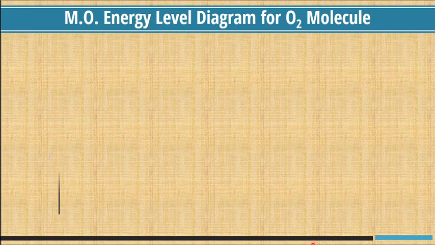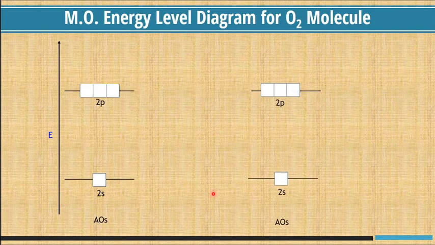Let us consider the molecular orbital energy level diagram for the formation of the oxygen molecule. This is the energy axis. Let us consider the 2s and 2p orbitals of oxygen atom 1. These are the 2s and 2p orbitals of oxygen atom number 2. The 2s orbitals combine with each other and give rise to the molecular orbitals, that is sigma 2s bonding molecular orbital and sigma star 2s antibonding molecular orbital.